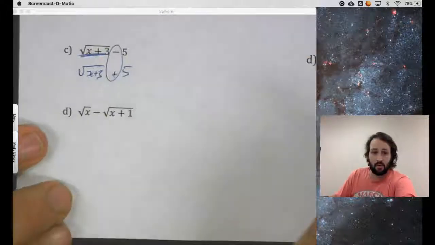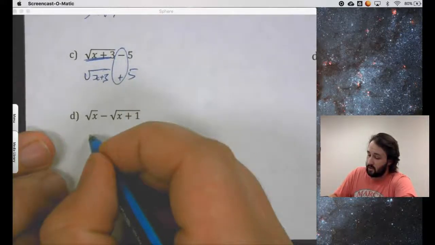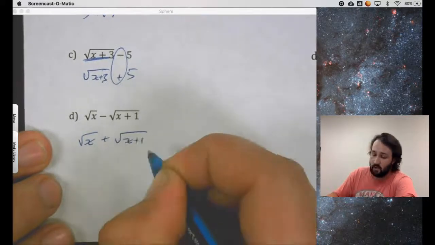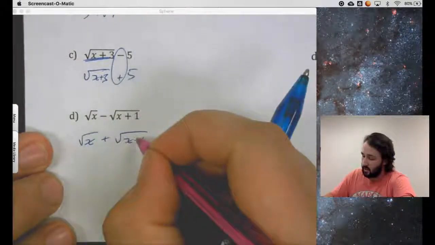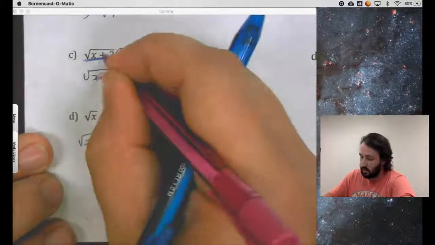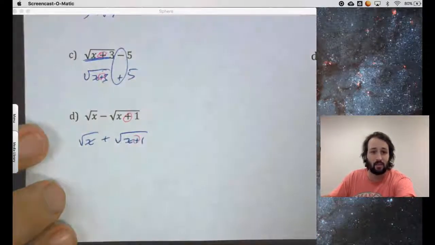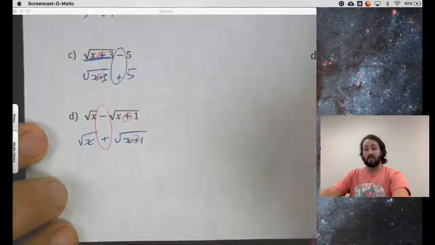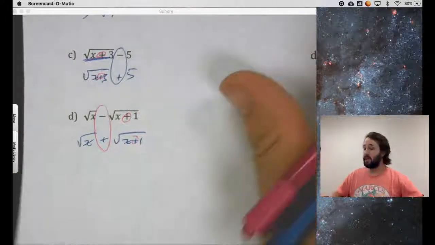All right, square root of x minus root x plus 1. The conjugate would be root x plus root x plus 1. Notice that the sign on the inside of the square roots both times did not change. That stayed the same. It's only the sign in the middle that is changing at all. All right, so that's what the conjugate is. Now let's see how it helps us out.